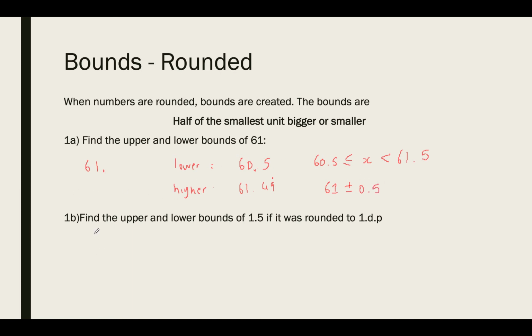So let's have a look at question 1b. Find the upper and lower bounds of 1.5 if it was rounded to one decimal place. So if you've got 1.5 here and it was rounded, we need to think what the lowest possible number it could have been and the highest possible number it could have been. The lowest possible number it could have been is 1.45 because that would round up to 1.5 if it was being rounded to one decimal place. The highest number it could be is 1.54.